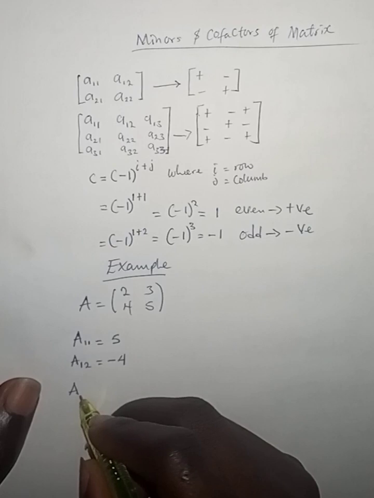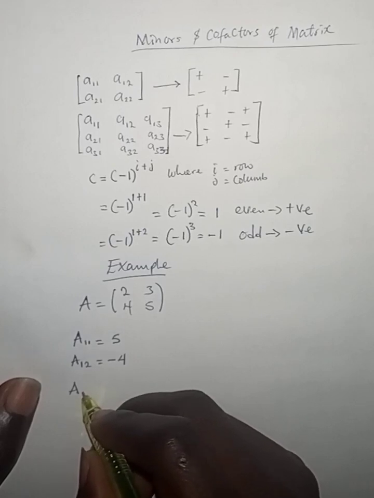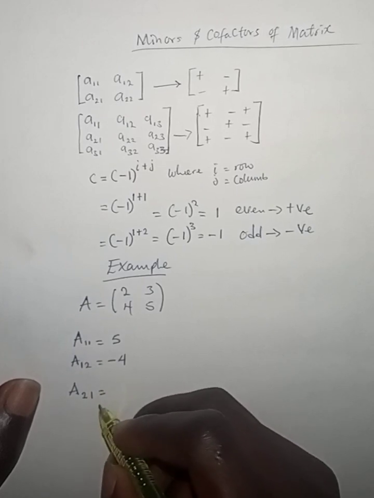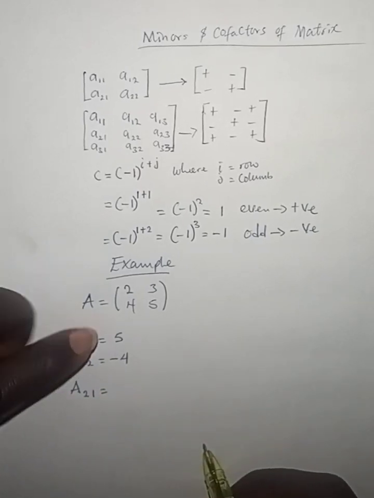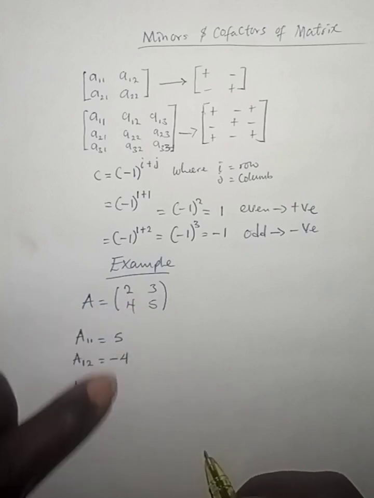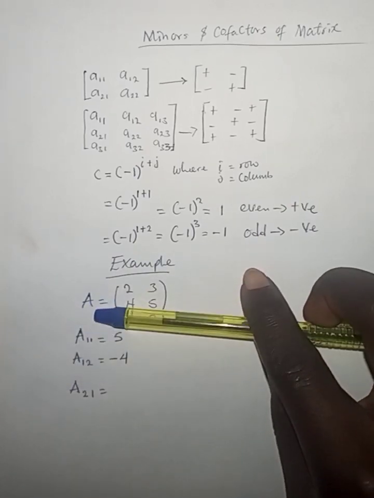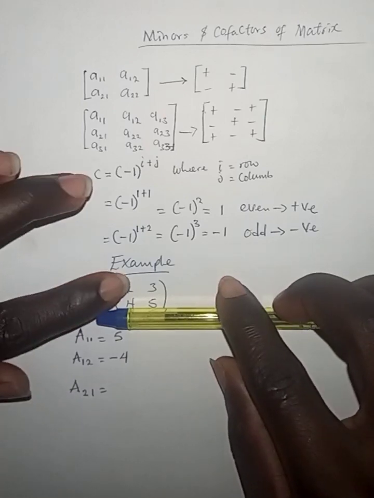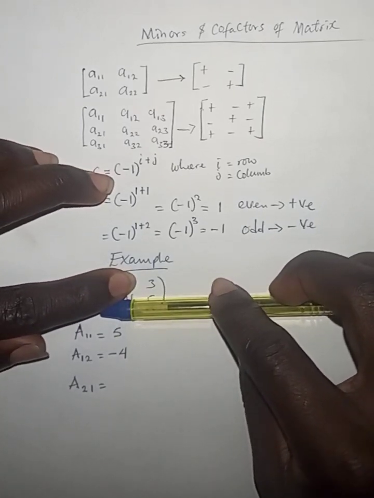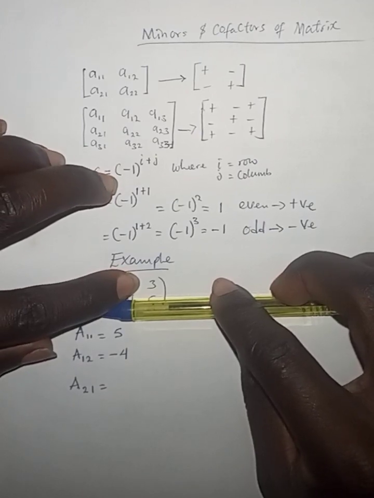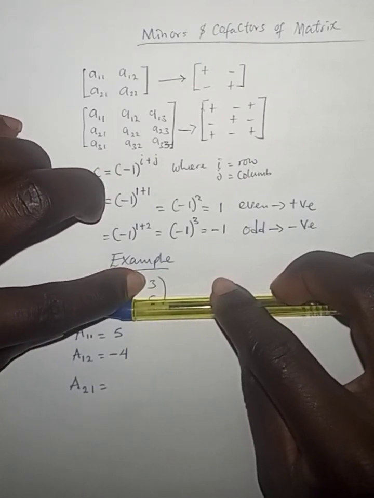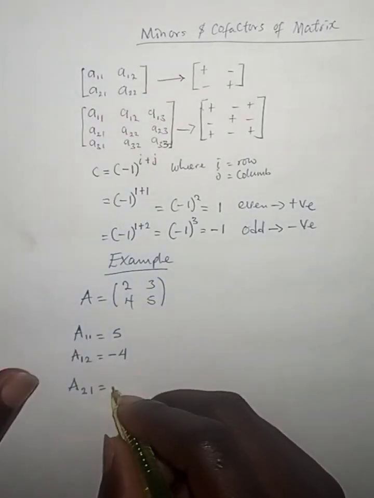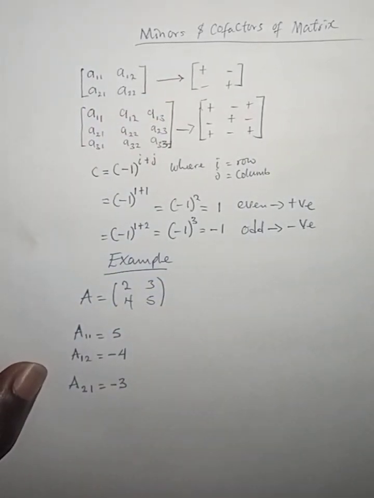For A21, in row 2 column 1, we'll block row 2 and column 1. So we are left with 3. And what's the sign of 3 here? It is positive. Positive times minus is minus. So it's going to be a minus 3.